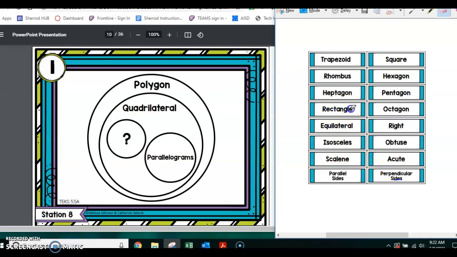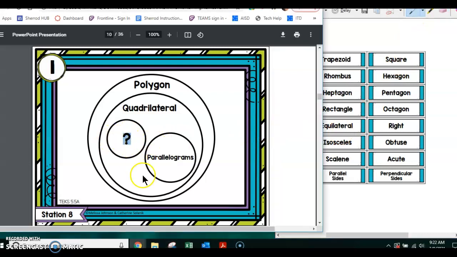Oops. Takes a while to erase. Okay, so now I know that on here I could put trapezoid in that box because I eliminated all the incorrect answers.